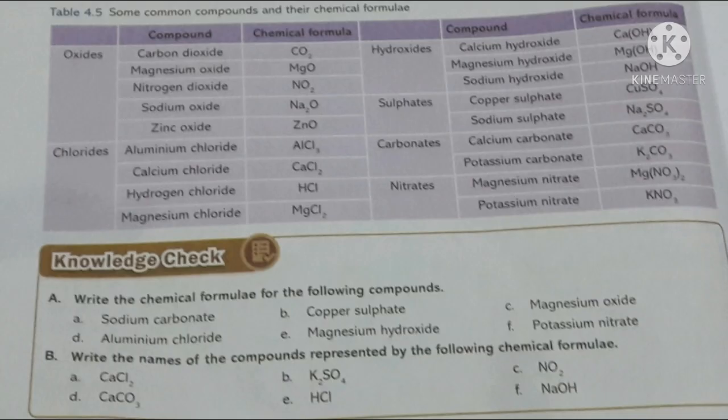Now in Table 4.5, some common compounds and their chemical formulae are given. For example, first oxides: carbon dioxide, formula CO2. Magnesium oxide, MgO. Nitrogen oxide, NO2. Sodium oxide, Na2O. Zinc oxide, ZnO. Chlorides: aluminum chloride, AlCl3. Calcium chloride, CaCl2. Hydrogen chloride, HCl.